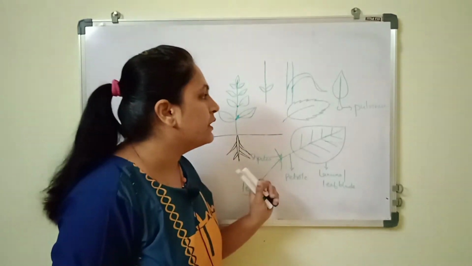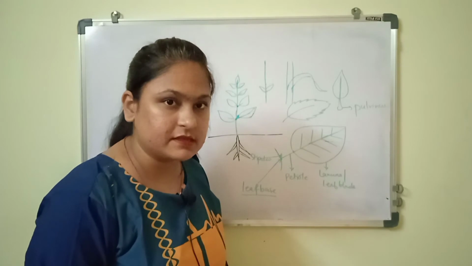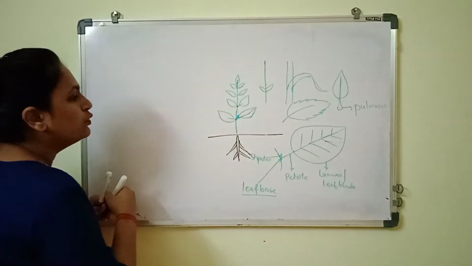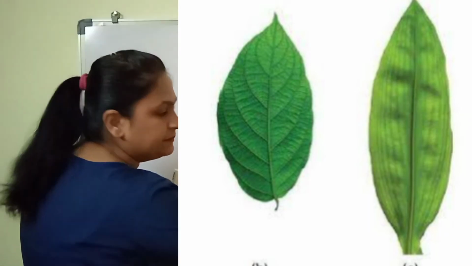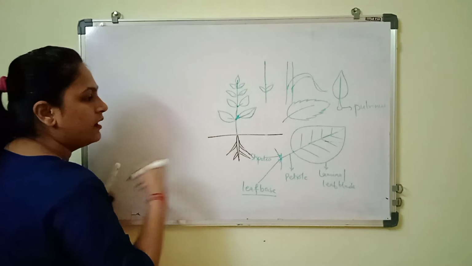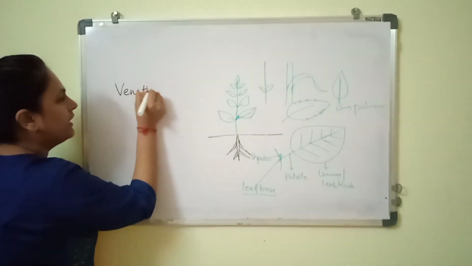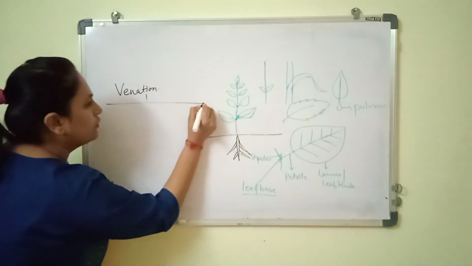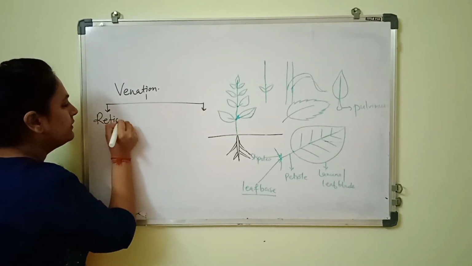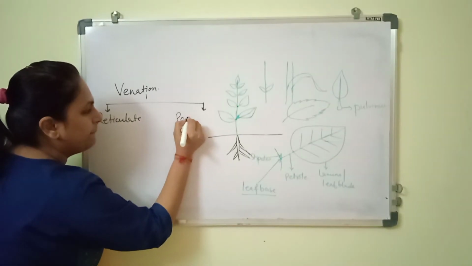Now we are going to learn about the veins. There are two different types of venations. The venations in leaves are of two types. One is the reticulate and the other is the parallel.